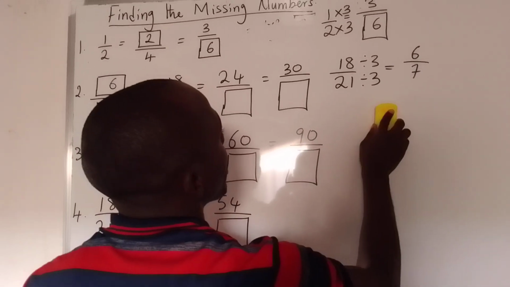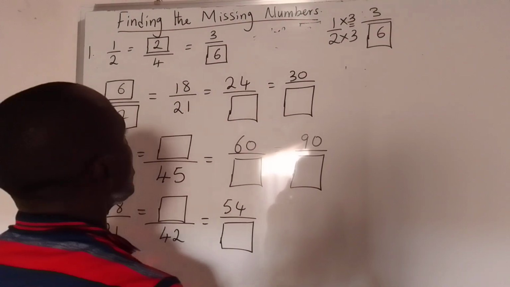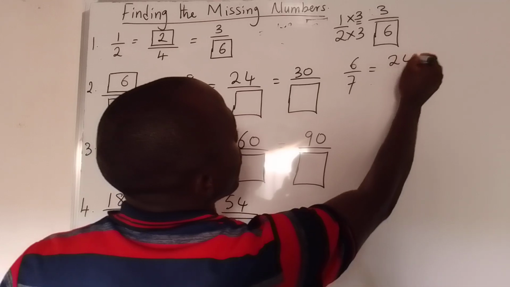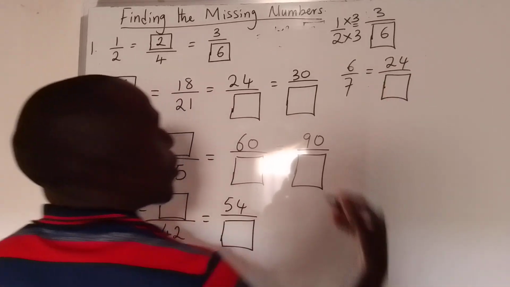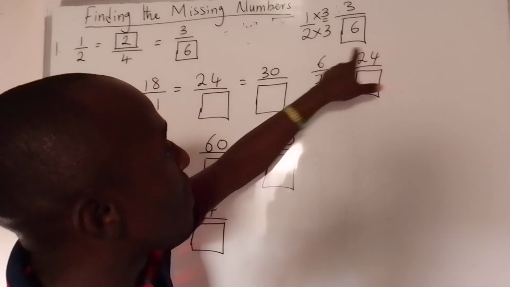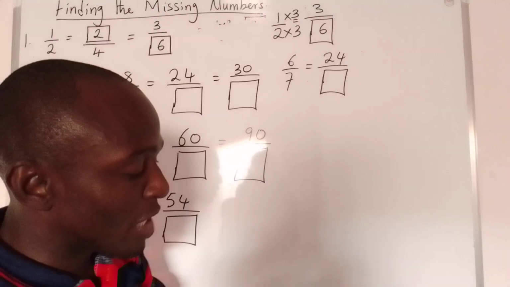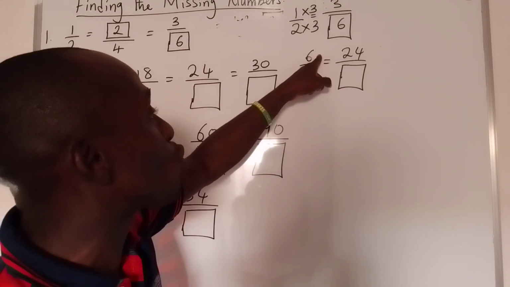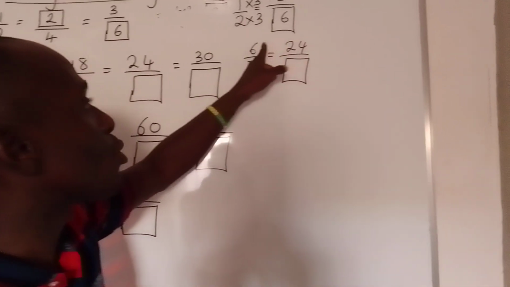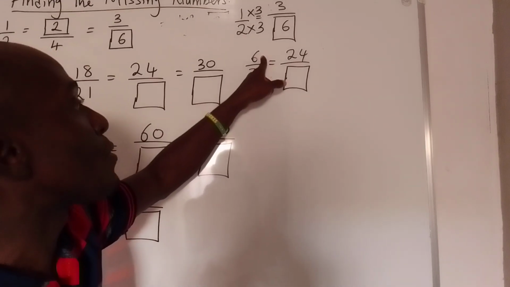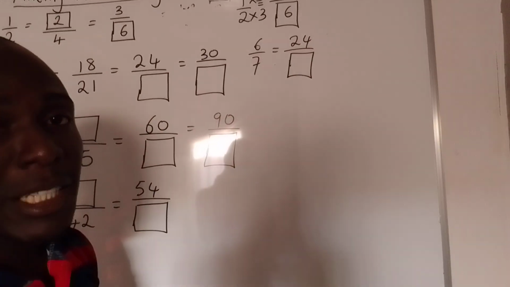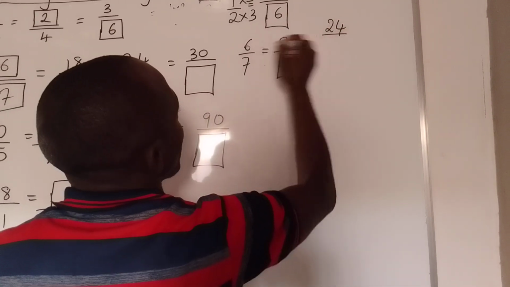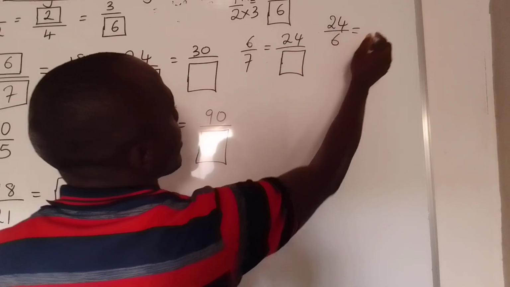When we have 6 over 7, we can get the remaining one. We have 6 over 7 is equal to 24 over box. If a child doesn't want to think about the number to multiply, remember I told you there are two methods. What number would I multiply 6 by that will give me 24? It's obviously 4. 6 times 4 will give us 24. But if a child cannot think that fast, he can pick the big number, 24, and divide by 6. 24 divided by 6 will give us 4.